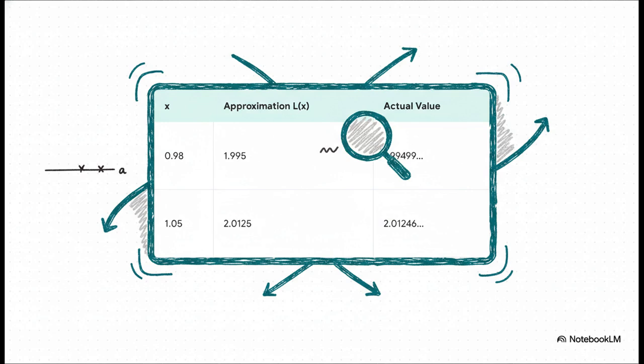The actual value is 1.99499 and a bunch of other numbers. We were off by less than a 10,000th. That's incredible. And as you can see in the table, this works for other nearby values too. The closer we are to our starting point of 4, the better our estimate gets.